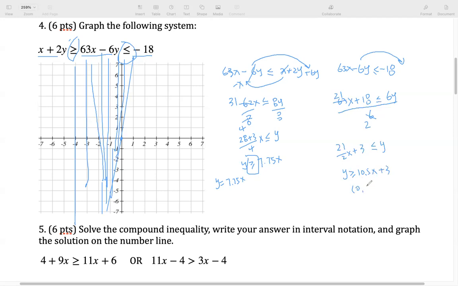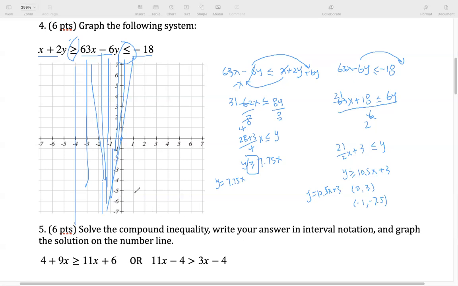If x is 0, we get y as 3, because we want to graph y equals 10.5x plus 3. If x is, let's say, -1, okay? If x is -1, we get negative 10.5 plus 3, so we get negative 7.5. Why take a negative? Otherwise, if I take a positive 1, I get 10.5 plus 3, 13.5, off my chart. So I take -1, I get negative 7.5.